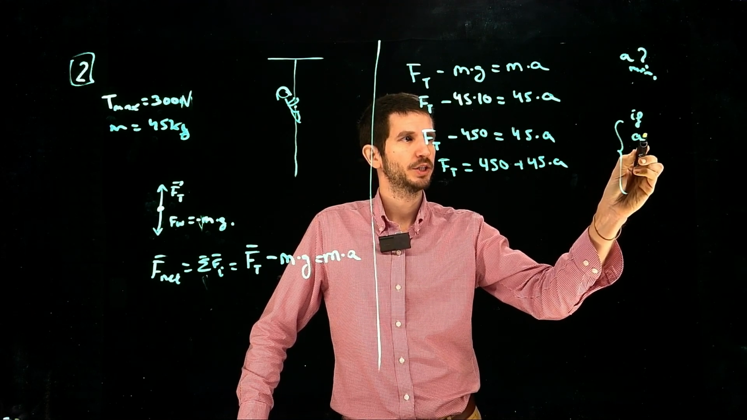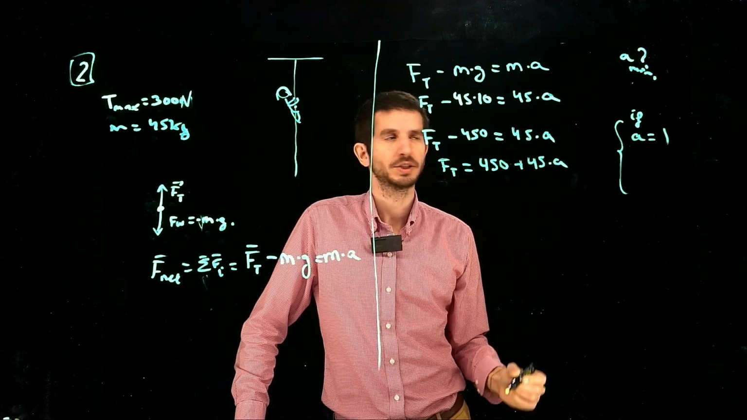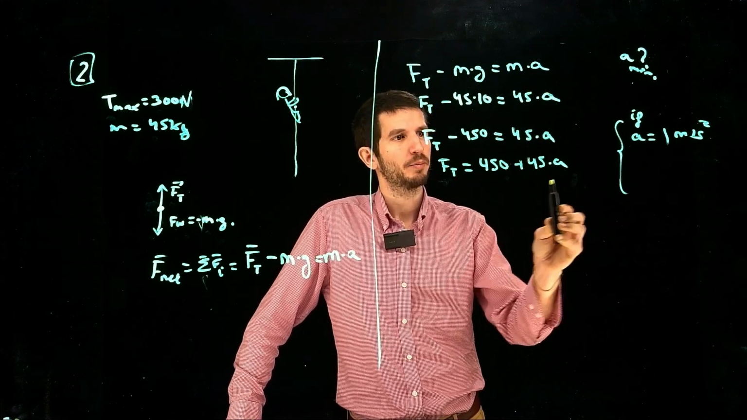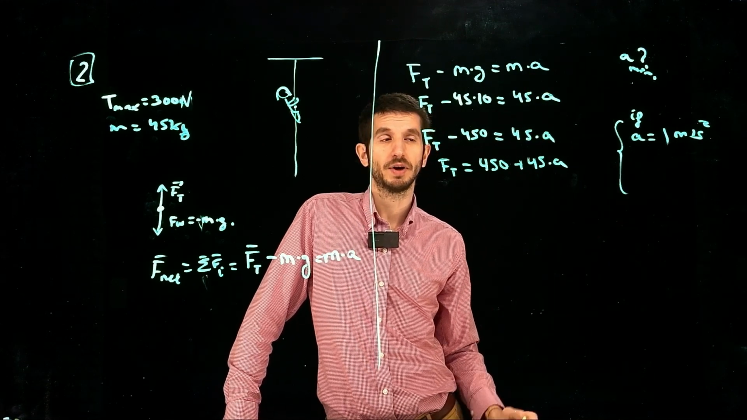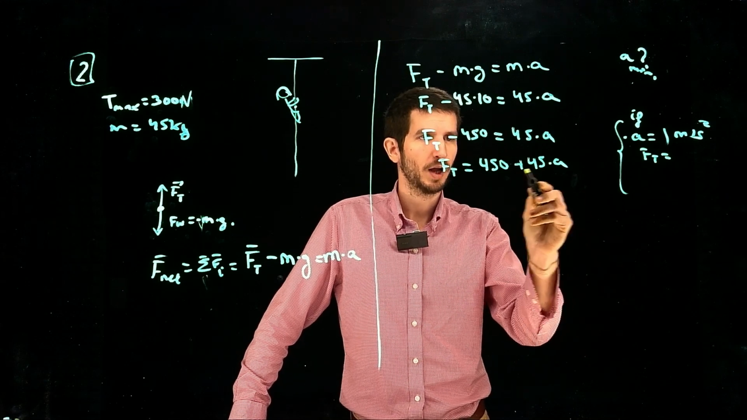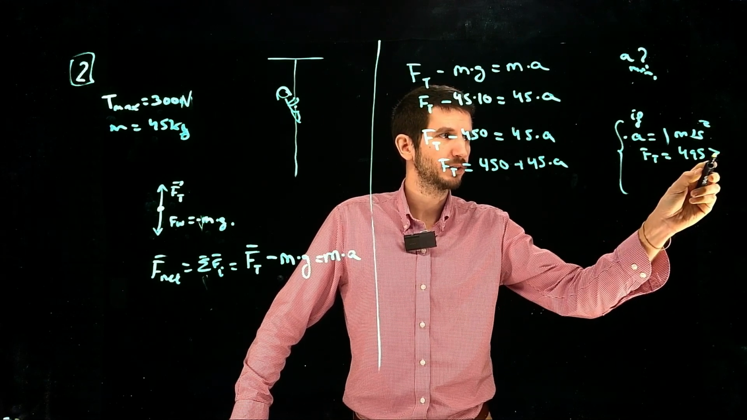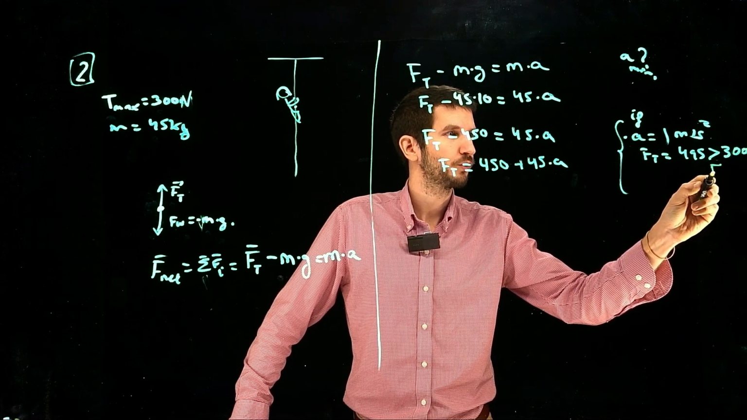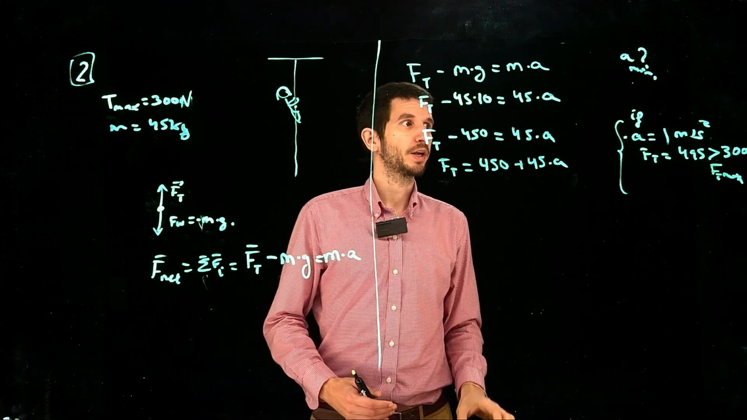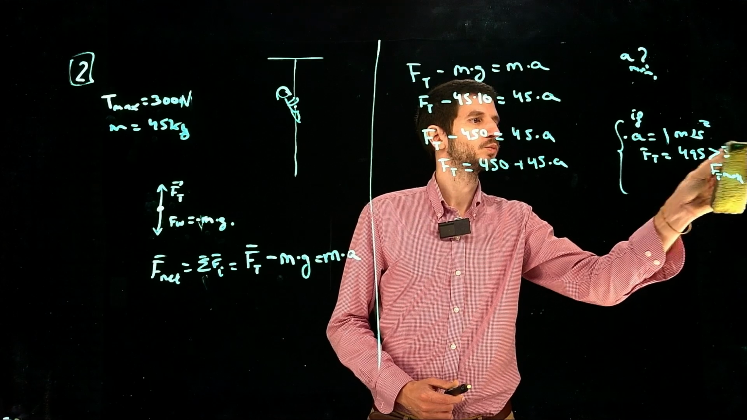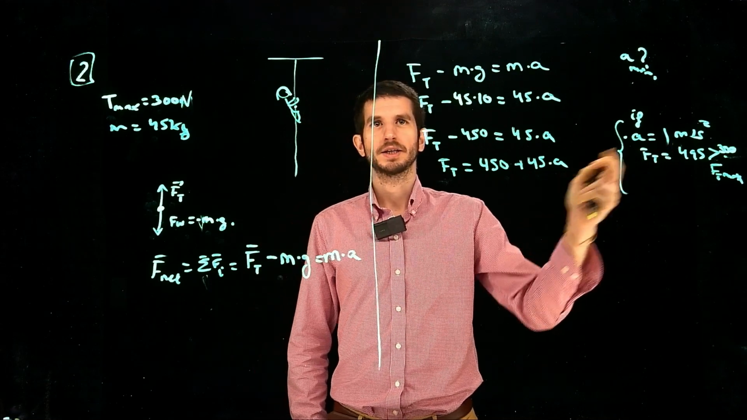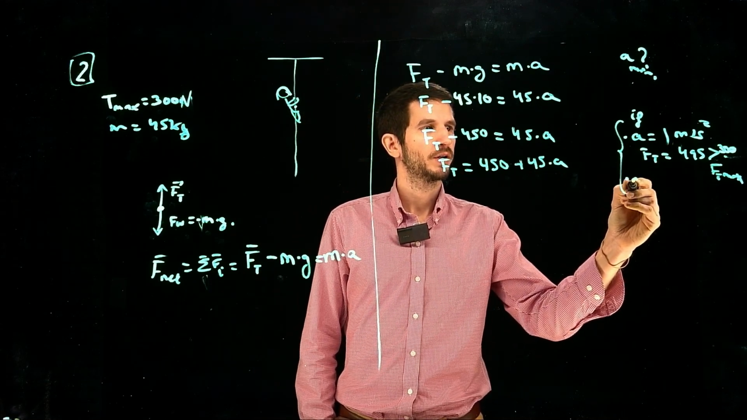If acceleration is, let's say, 1 meter per square second, okay? Basically, we're saying the woman is accelerating very slowly, but upwards. What would happen? 45 times 1 equals 45. 450 plus 45, the tension would be how much? 495. 495 is larger than 300, which is the maximum force of tension, right? So what would happen in that scenario? The rope would break. So we cannot have an acceleration of 1. We need to make it smaller.